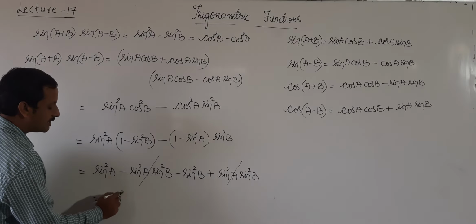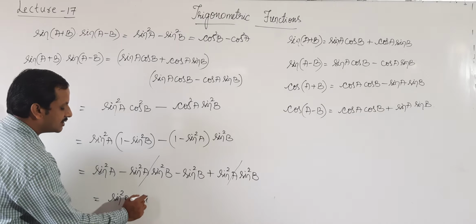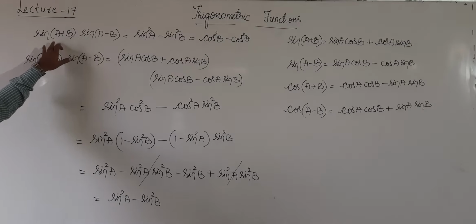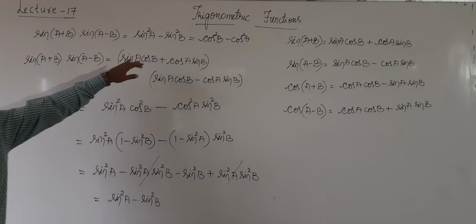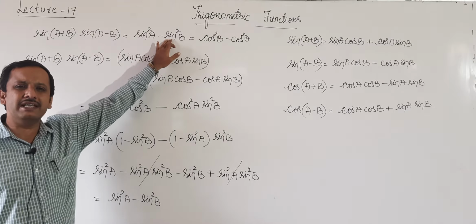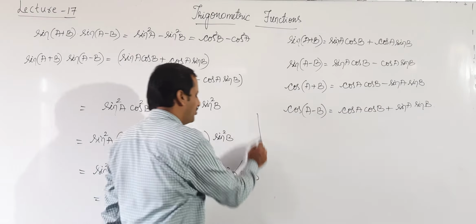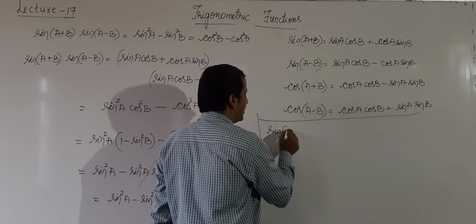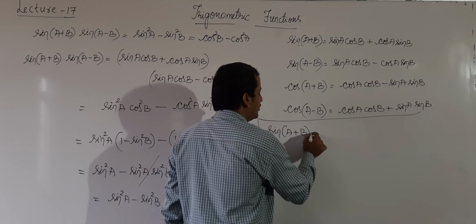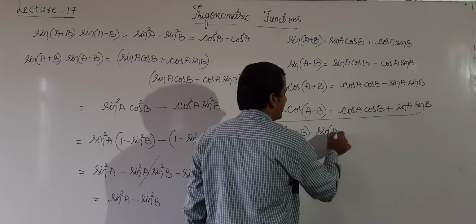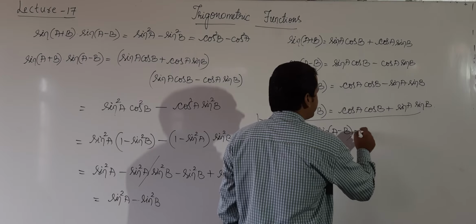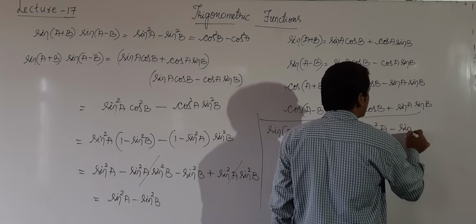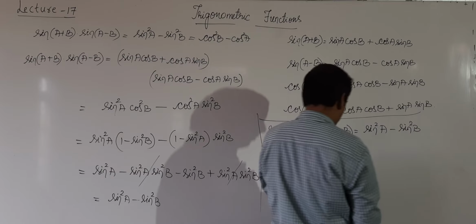That's equal to sine square A minus sine square B. So what did we prove now? We have proved that sine A plus B into sine A minus B is equal to sine square A minus sine square B. This is what we have to prove.